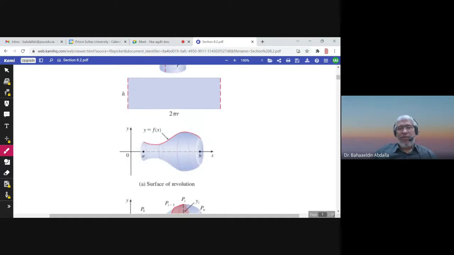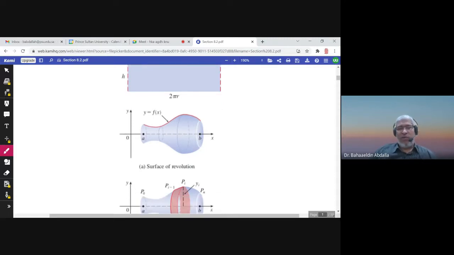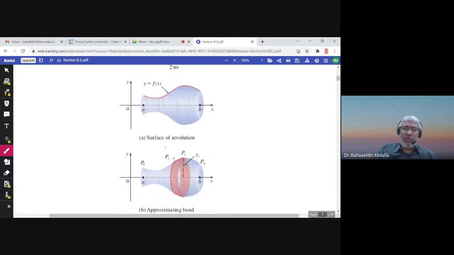So if we have a curve given by a function y equals f of x, and we rotate or revolve this curve about the x-axis, then we obtain this shape in R3, let us call it a surface of revolution. And we want to find the area of the surface, the area of the surface of revolution.